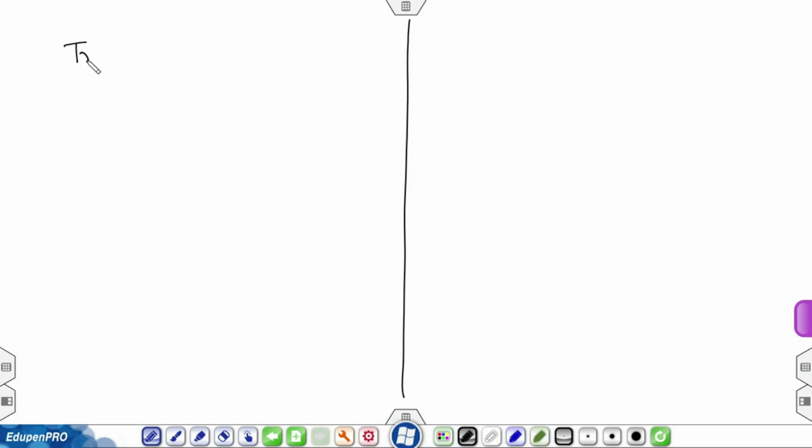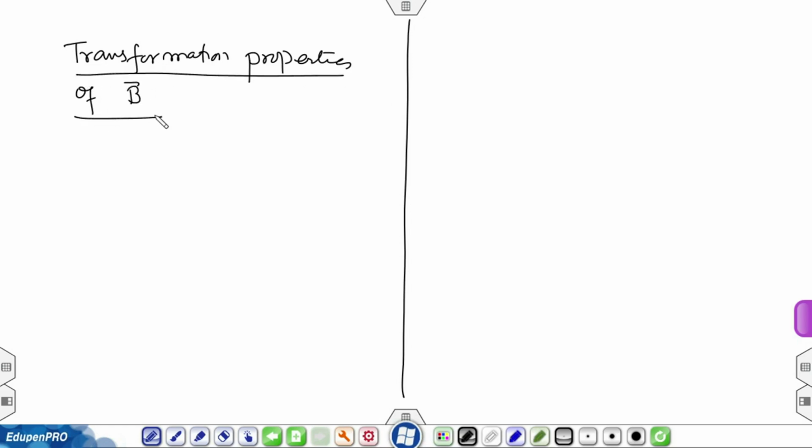We are talking about transformation properties of B. So, let us first see what a vector does. A vector is like the displacement, velocity, acceleration, and so on. So, under rotation, and just to recap, I will just take rotation around the z axis.